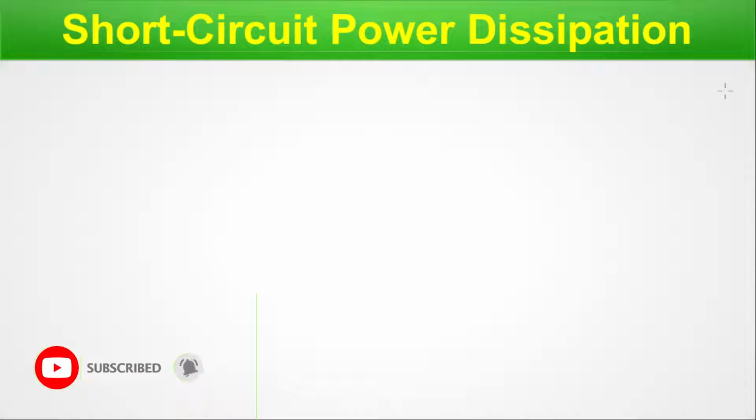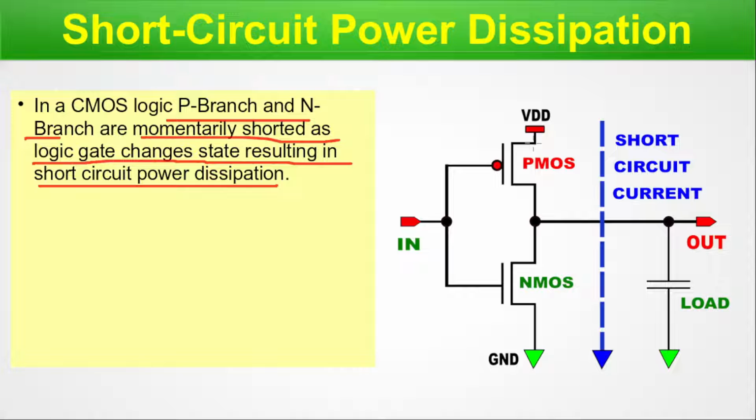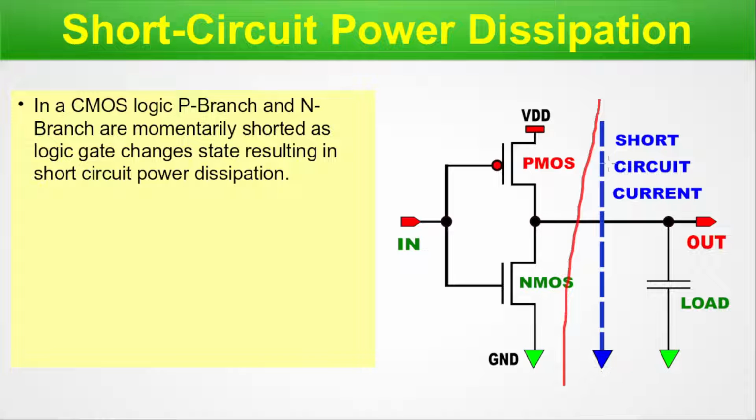Short circuit power dissipation. In a CMOS logic, the P branch and N branch are momentarily shorted as the logic gate changes state, resulting in short circuit power dissipation. Let us visualize this. Here you can see our CMOS combination with the PMOS and NMOS, and when the switching is happening, at some point of time the entire path is short circuited. So the short circuit current flows. That small amount of short circuit current results in the short circuit power dissipation.